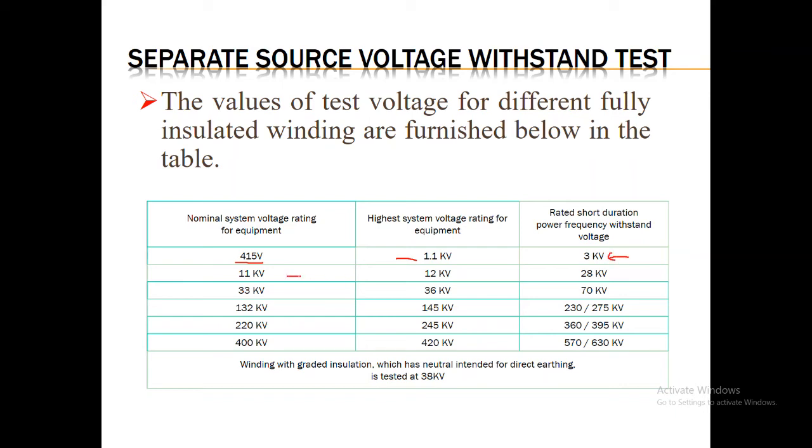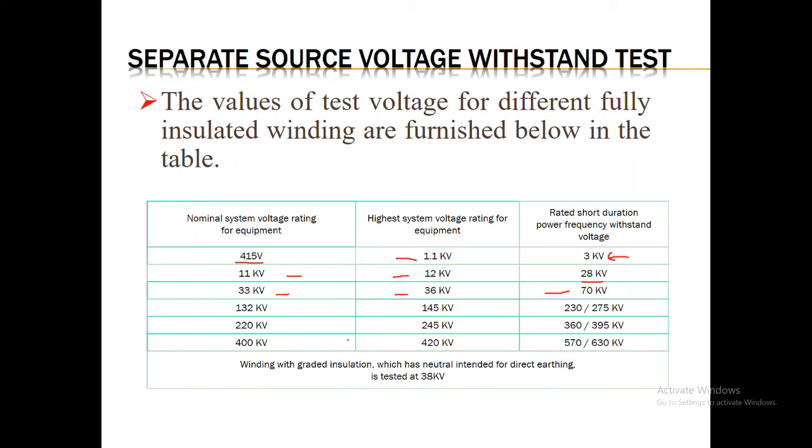Similarly, for 11 kV the highest voltage value is 12 kV and it should withstand up to a voltage of 28 kV for a short duration. Similarly, for 33 kV it is 36 kilovolt and 70 kilovolt. So approximately you can see it is 1.5 to 2 times more than the nominal system voltage.